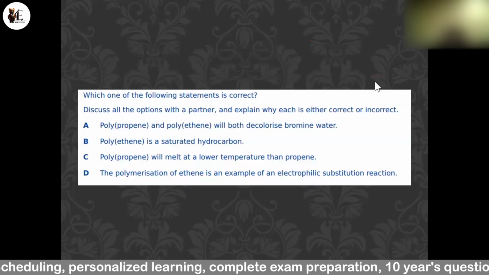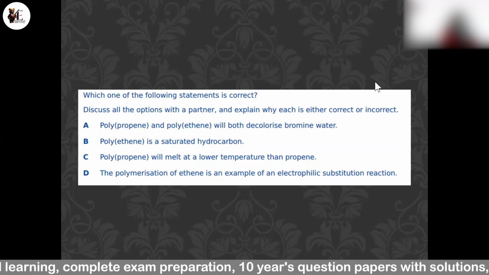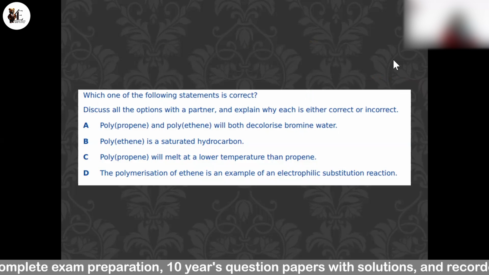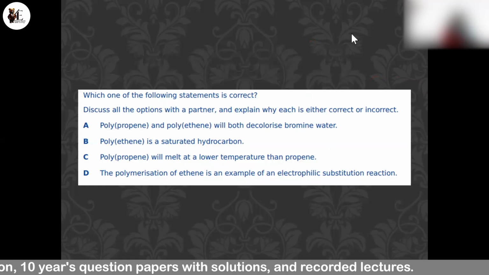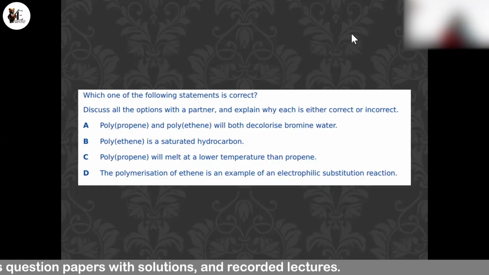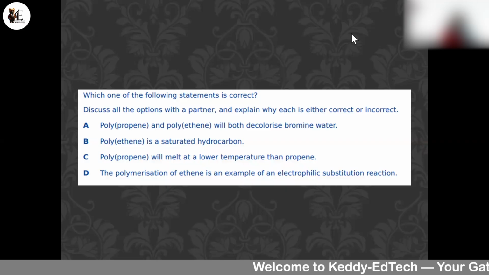Which one of the following statements is correct? What should be the correct answer of this question? Just read the question and then tell me the answer. First, polypropylene and polyethylene will both decolorize bromine water. I already told you which substances decolorize bromine. Second, polyethylene is a saturated hydrocarbon. You know the difference between saturated and unsaturated hydrocarbons, right?